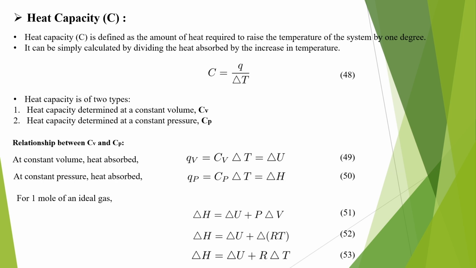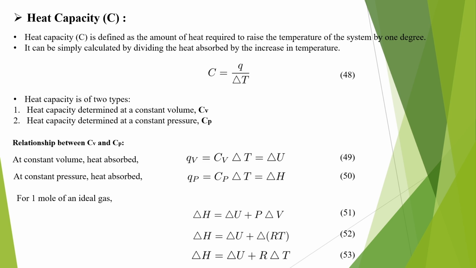Next we discuss what is heat capacity. Heat capacity is defined as the amount of heat required to raise the temperature of the system by 1 degree. So the more the amount, the more heat you need to raise 1 degree. That's why heat capacity is an extensive property, it depends on the mass of the system. But molar heat capacity is an intensive property, because when we talk about molar heat capacity we are defining the amount of substance.